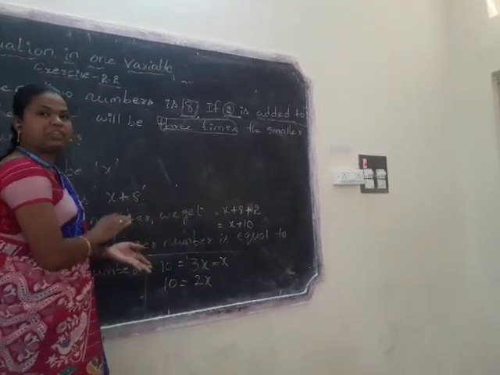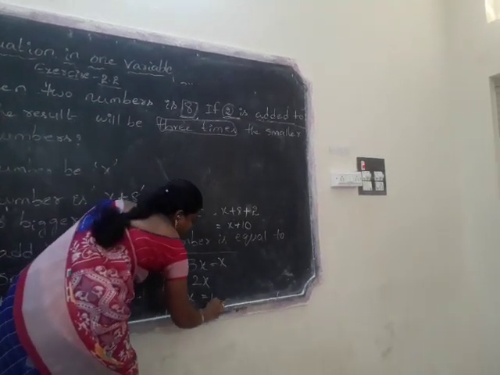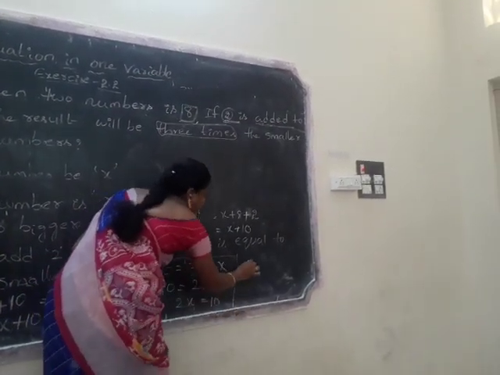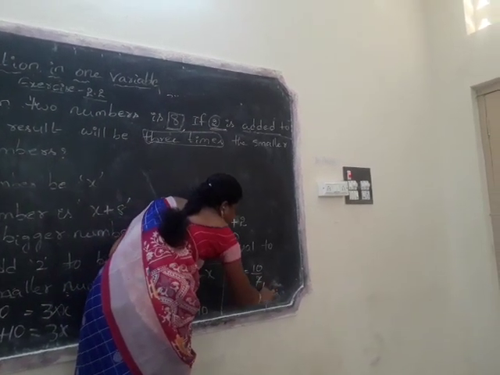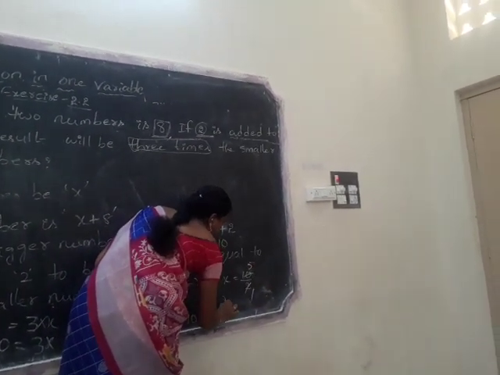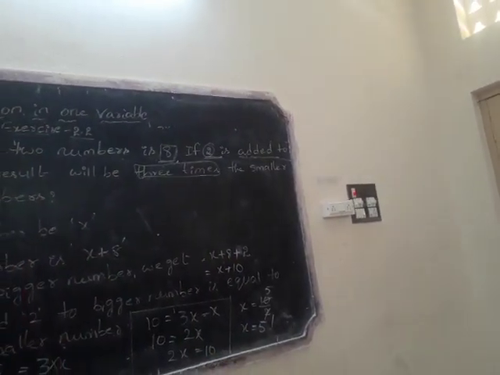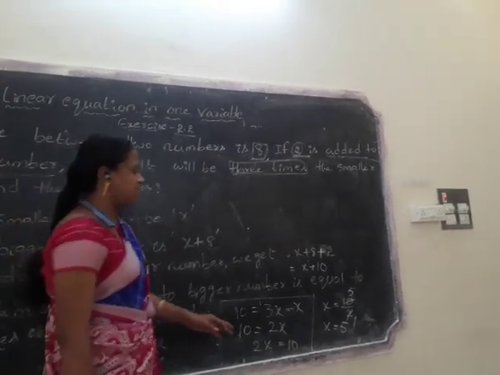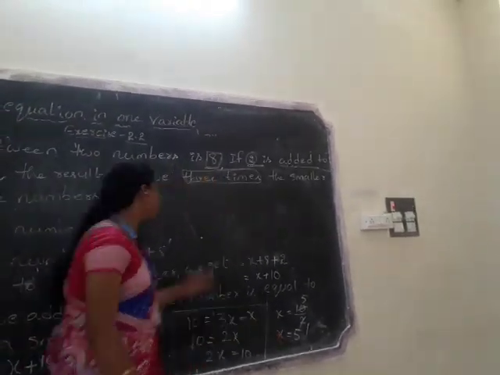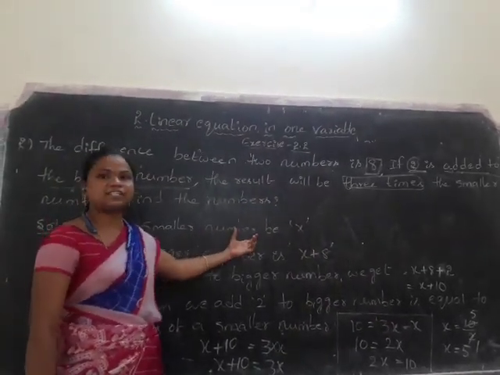Now changing both LHS and RHS, 2x is equal to 10. So multiplication by 2 we transpose to division. 2 ones are 2, 2 5s are 10. Here we get x value is 5. Okay students, the x value is 5. Here the x is the smaller number.